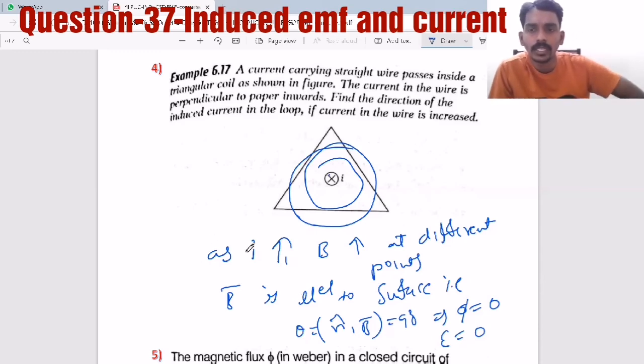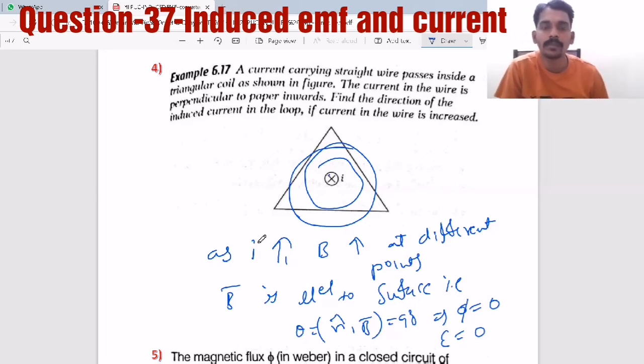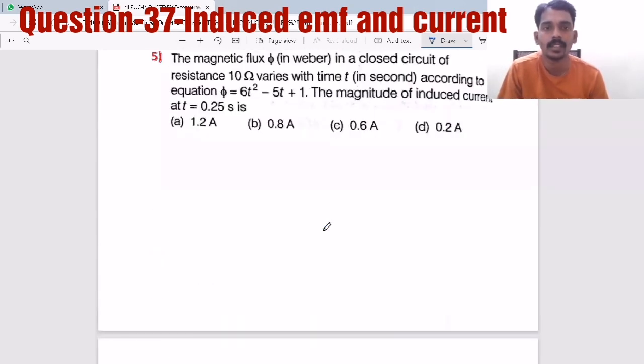So here you have to understand that even though the question is big, if you understand the simple logic that the angle between the field and the normal to the surface is 90, so the flux is 0, so the EMF induced is 0, so that current is 0.